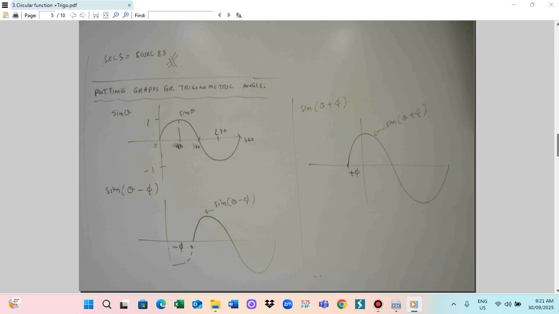So we can plot the graph this way. Sine theta starts exactly from 0, but sine theta minus phi starts from minus phi, and plus phi starts from plus phi. So we can also draw the sine theta minus phi and the sine theta plus phi graphs this way.